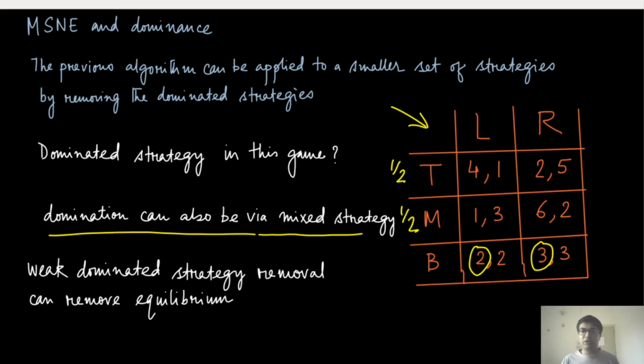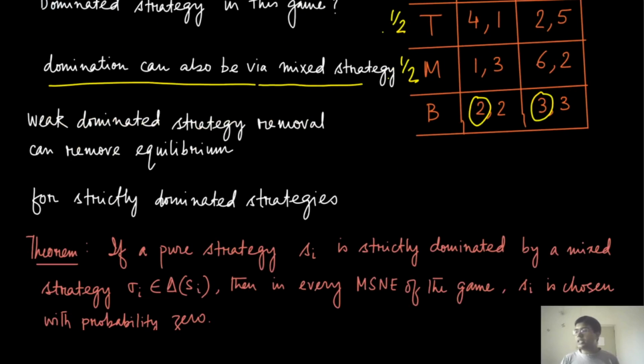Now, whenever the players have the choice of playing mixed strategies, you can use the same argument of rationality: if the player knows that there exists another mixed strategy which is going to give better utility at every state of the game, no matter whatever strategy is being chosen by the other player, that dominated strategy can be removed without loss of optimality of this game. Okay. So we have seen that weakly dominated strategy removal can actually remove equilibrium.